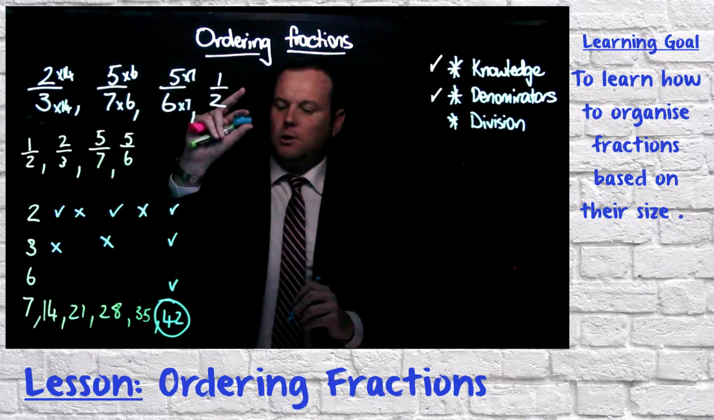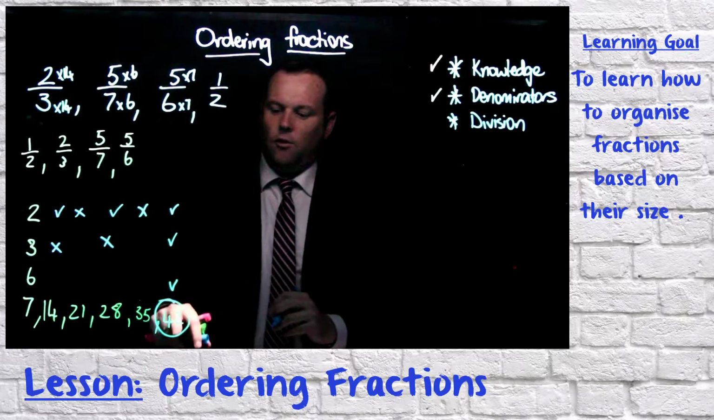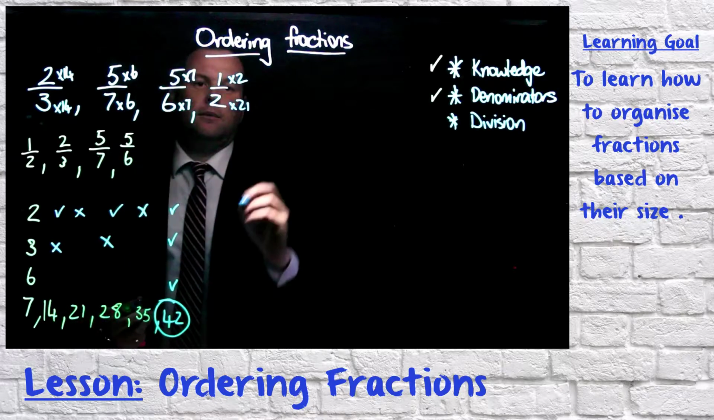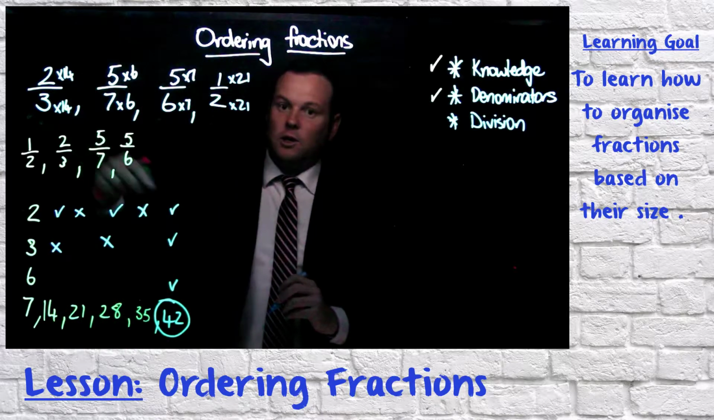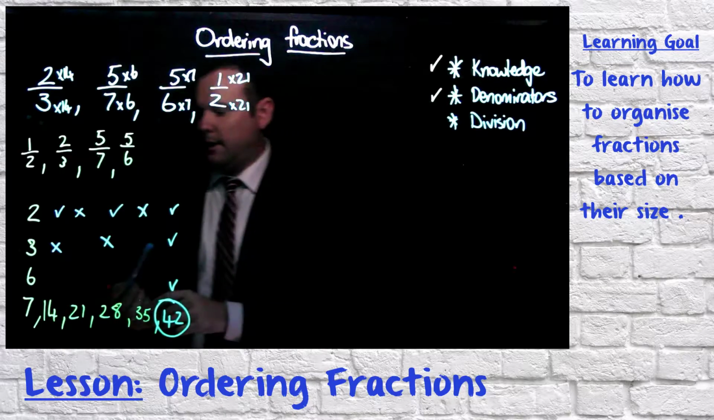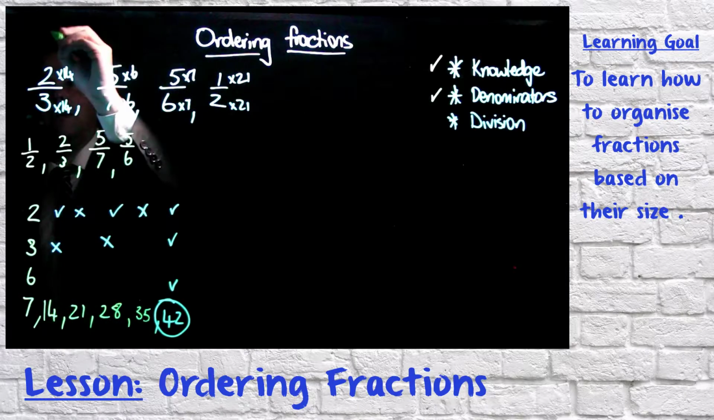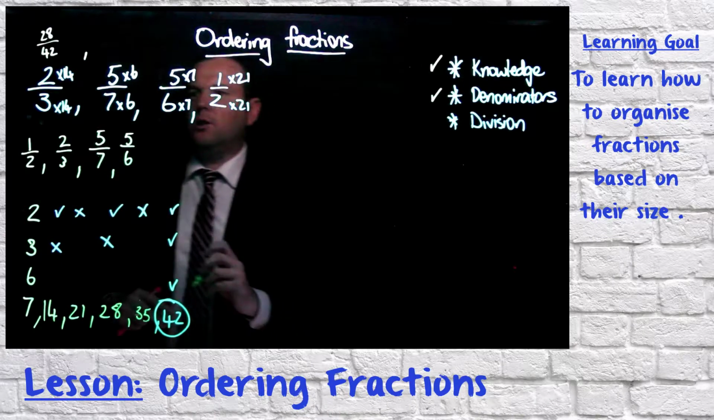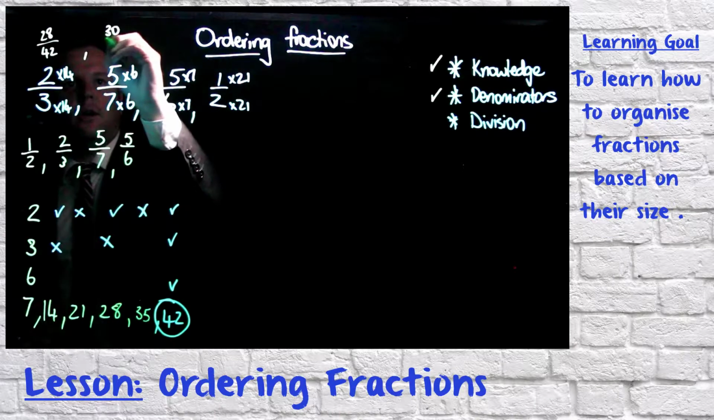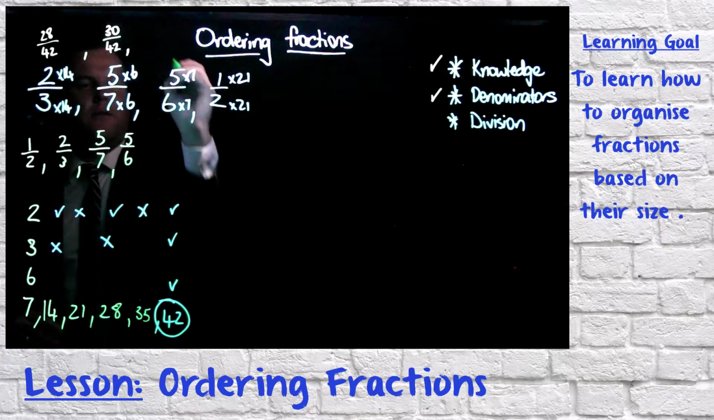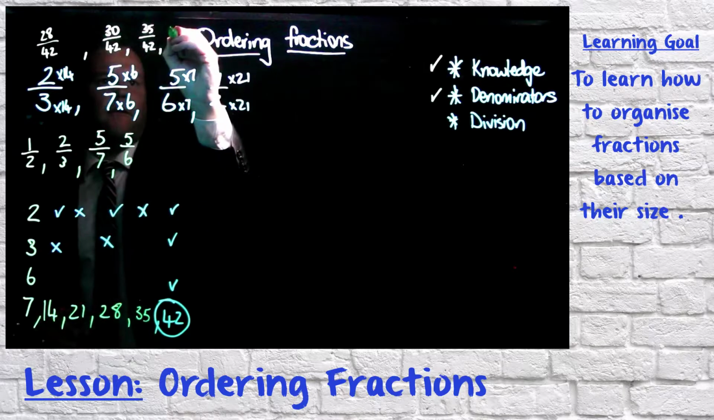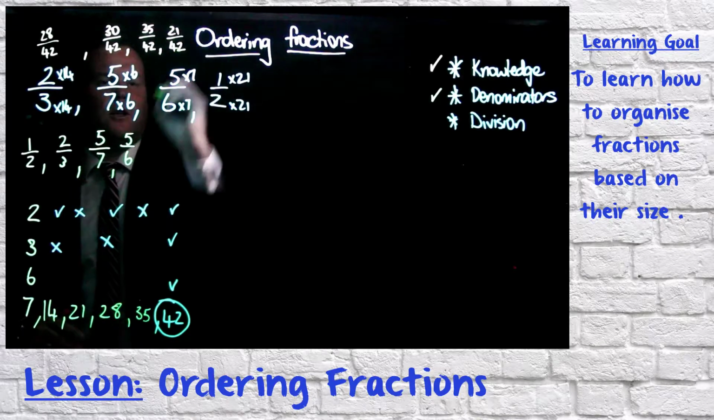Okay? And how many times do I need to multiply 2 to make 42? I need to multiply it by 21. Okay? Oops, 21. So now what I can do is I can do those multiplications. Okay? So 2 times 14 gives me 28 over 42. And remembering, all of our denominators are going to be 42. 5 times 6 gives me 30 over 42. 5 times 7 gives me 35 over 42. And then I have 21 over 42.